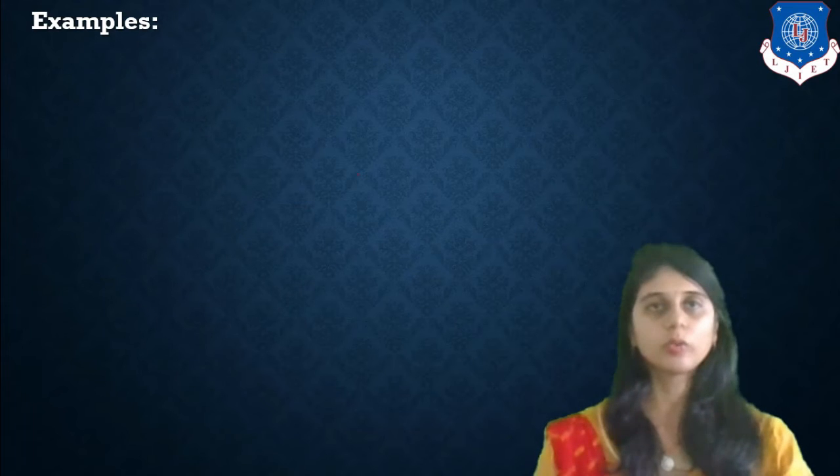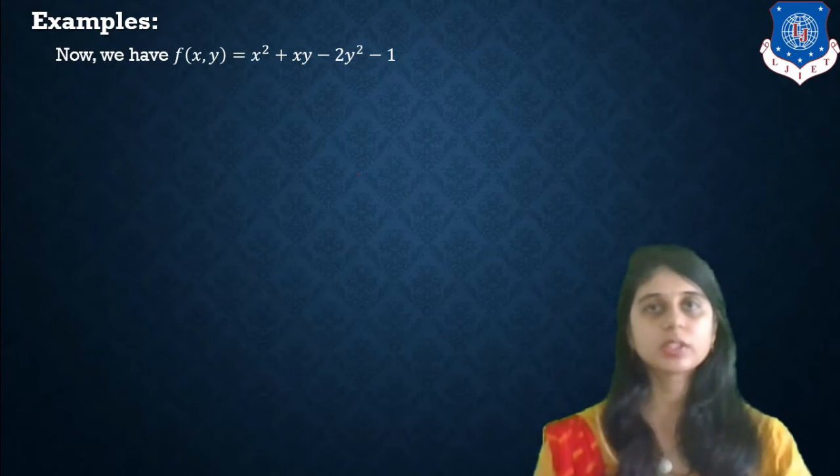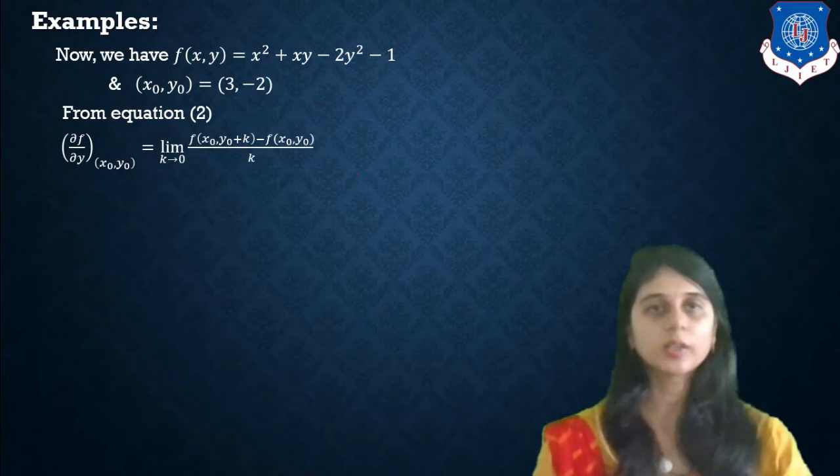Now the second part of the function, we have f of x y equal to x square plus x y minus 2y square minus 1, and (x0, y0) equal to (3, minus 2). From equation 2, we are taking del f by del y at (x0, y0), limit k tends to 0, of f of (x0, y0 plus k) minus f of (x0, y0), upon k.